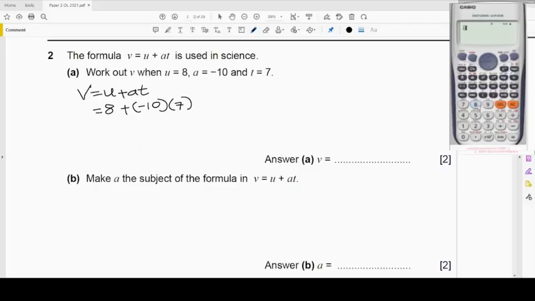So you have 8 plus, open brackets, negative 10, close brackets, and then you can either use the multiplication symbol or you can have brackets over there for the 7. Either one is fine, and that is equal to negative 62. So our final velocity is negative 62. So write the answer over there as negative 62.